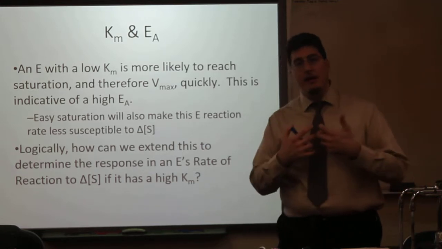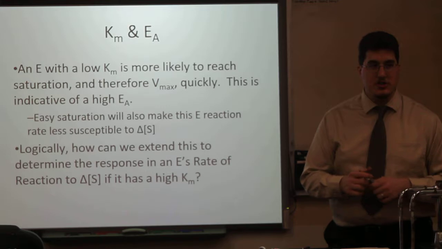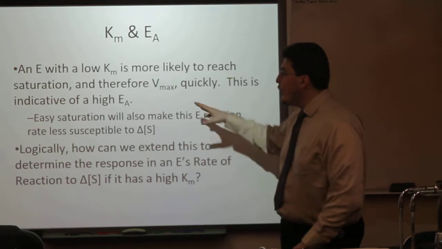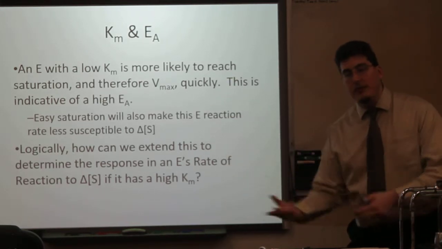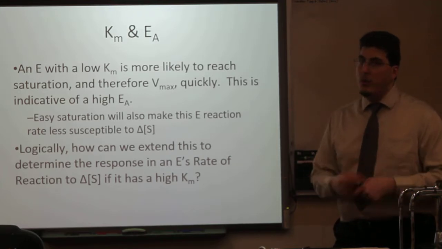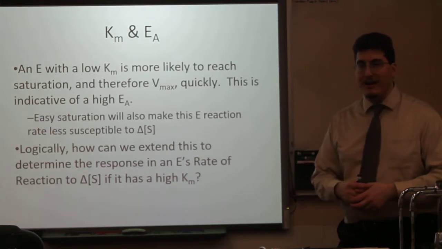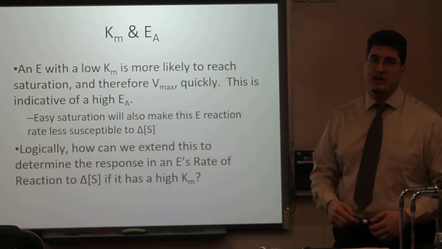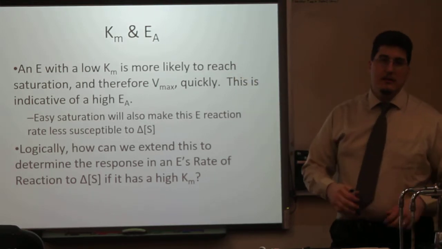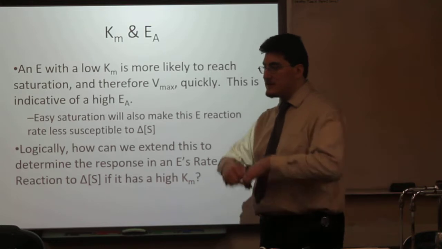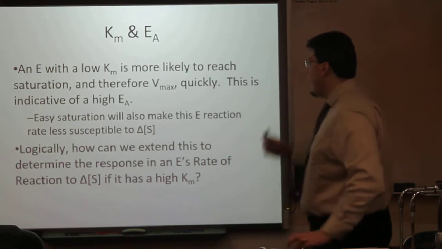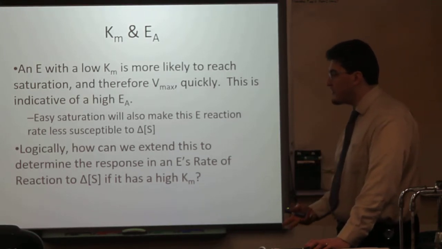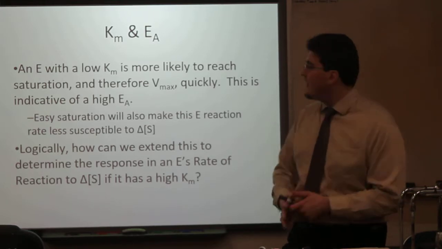So, remember your substrate concentration curve here, that there is a point of saturation. If you have a low Km, that means that after you've reached your saturation point, you can do whatever you want to the concentration of substrate. You're not going to affect your rate of reaction. You can add, you can subtract. Past that point, you are basically just going to have fun with it. So we can extend this to determine the response of an enzyme's rate of reaction to changes in substrate concentration if it has a high Michaelis-Menten constant.